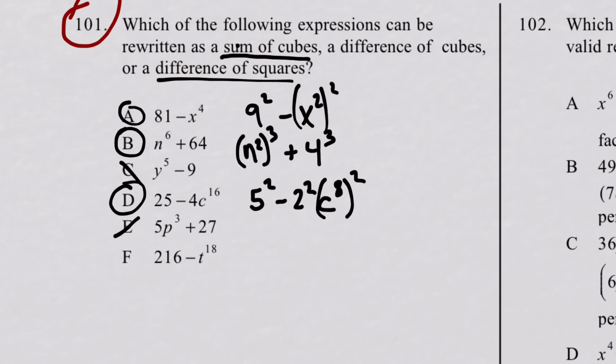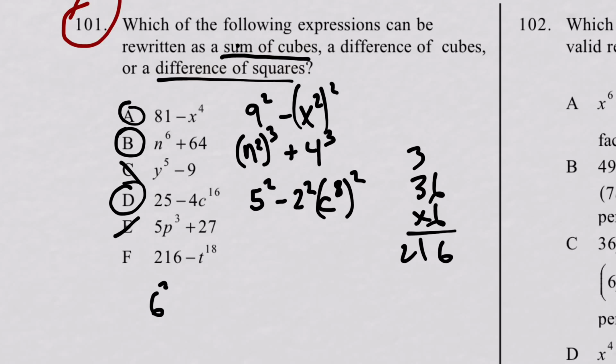Is it a perfect cube? 5 times 5 times 5 is 125. 6 times 6 is 36 times 6. Let's check that. 6 times 6 is 36. 6 times 3 is 18 plus 3 is 21. There it is. 216 is 6 cubed.